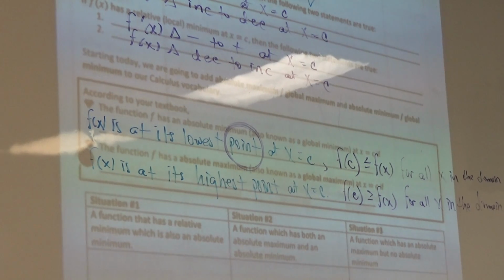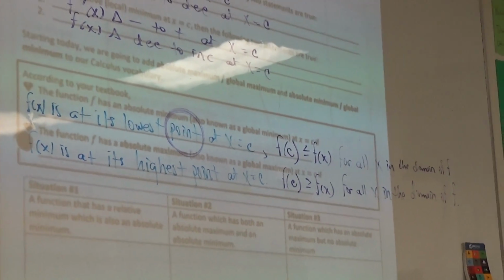So real quick, turn to somebody near you. Explain to them the difference between relative max and absolute max. What's the difference?